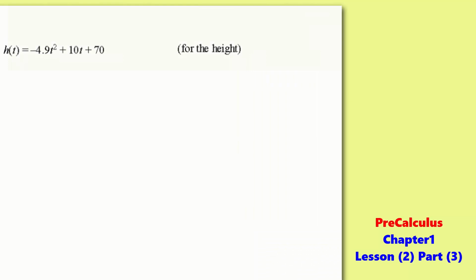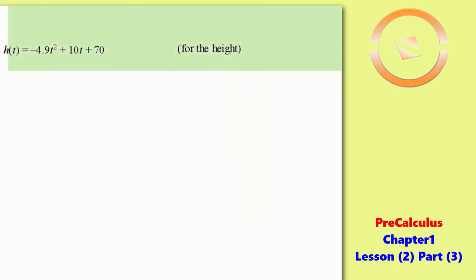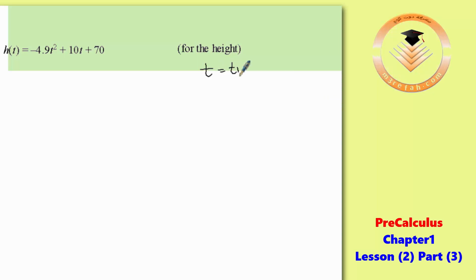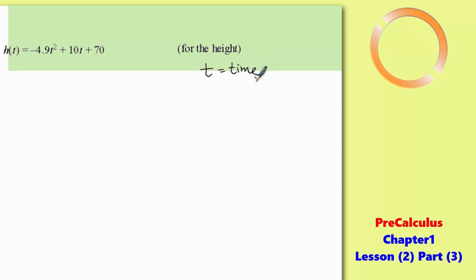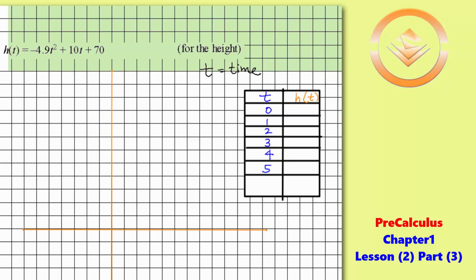And this is h of t is equal to negative 4.9t squared plus 10t plus 70. As I have said, this defines the height at a certain given t, which stands for the time. T is equal to time. Now let us get values for t and get h of t for certain t values, 0 to 5.